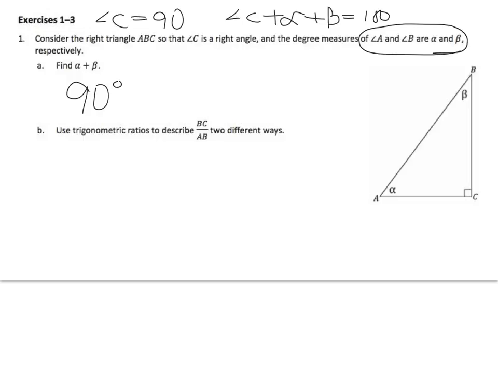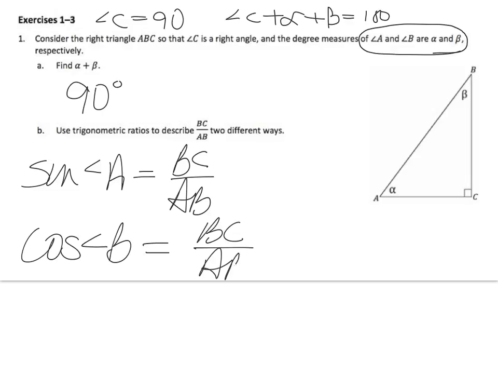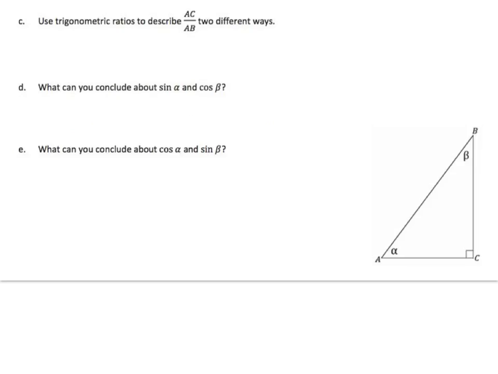Use trigonometric ratios to describe BC over AB in two different ways. Well, first let's look at sine of angle A. That's going to be opposite over hypotenuse. And then cosine of angle B is adjacent over hypotenuse, BC over AB. They're the same. So we can use the trigonometric ratios to describe AC over, we already did that.